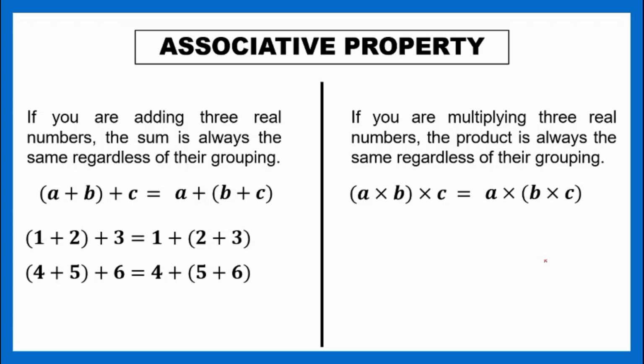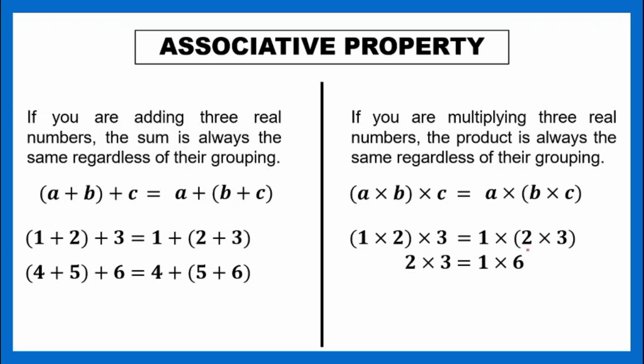So, let's prove that. 1 times 2, tas may times 3. Then, 1 times the quantity of 2 times 3. So, GEMDAS ulit. So, unahin natin yung 1 times 2. Magiging 2 times 3 yung nasa left. Kasi ito ay 2. Tapos yung nasa right, magiging 1 times 6. Kasi unang isolve ang 2 times 3. Ayan. 2 times 3 ay 6. 1 times 6 ay 6. Diba? The same lang. Kahit pa nagbago siya ng parenthesis. Or nag-move yung parenthesis dun sa kabilang grupo naman.